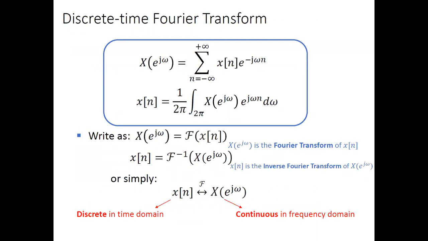Okay, so the Fourier transform and inverse Fourier transform for a discrete time signal x of n, put it in the blue box. We use the same notation, calligraphic F, to denote the Fourier transform. So F inverse is the inverse Fourier transform, and sometimes we just put F on the arrow. This is the same as the continuous time case. Again, let me emphasize the signal on the left hand side is in the discrete time domain, and the signal on the right hand side is in the continuous frequency domain.